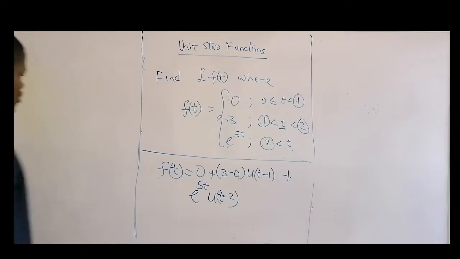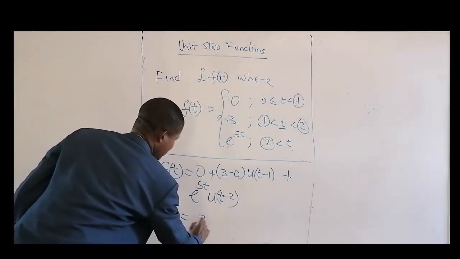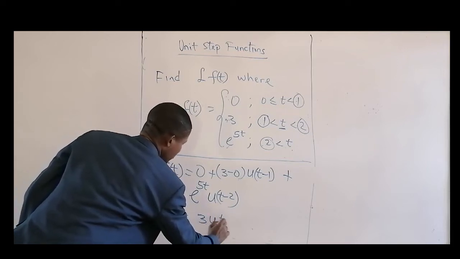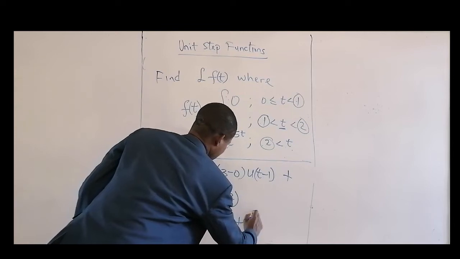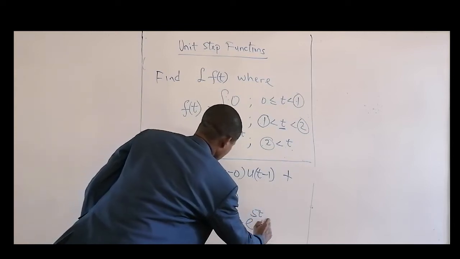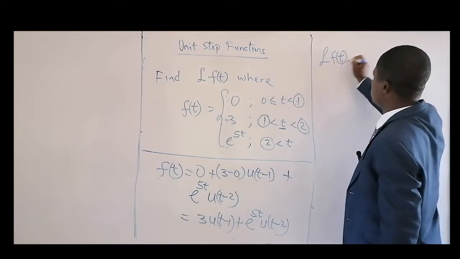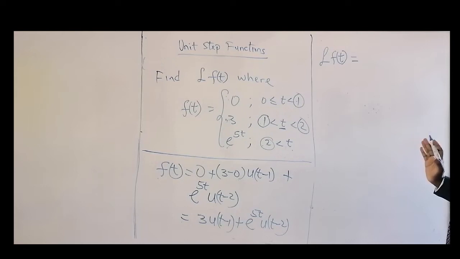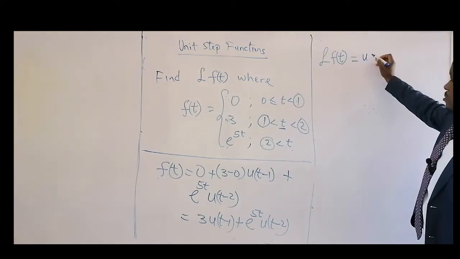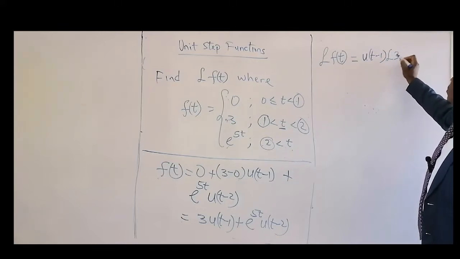Then we can begin to solve. The 0 cancels, and we just have 3 minus 0, which is 3 u of t minus 1, then plus e to the 5t u of t minus 2. F of t now will be equal to, for the first one, the unit step function of t minus 1, then Laplace of 3.